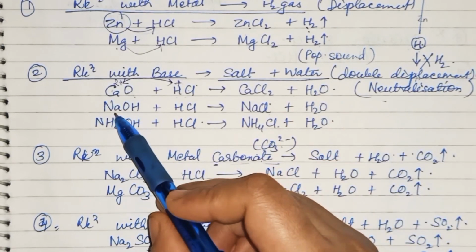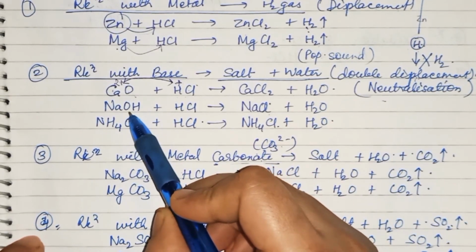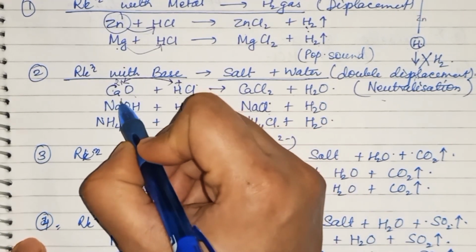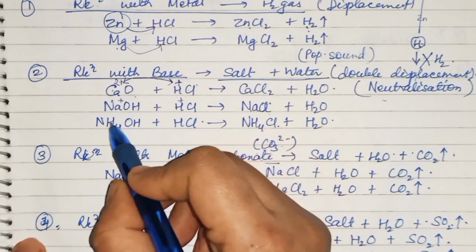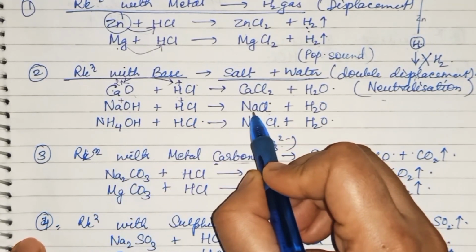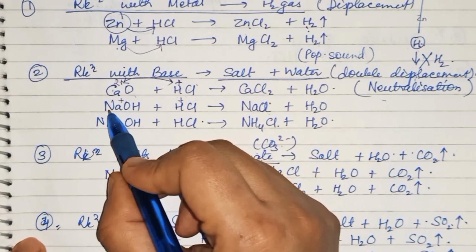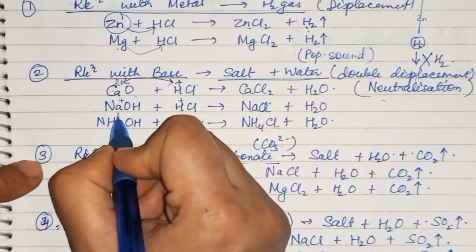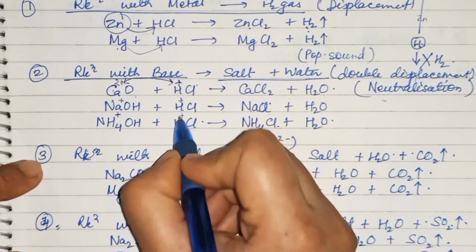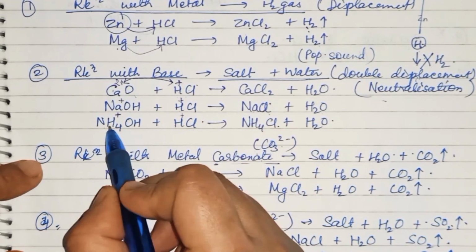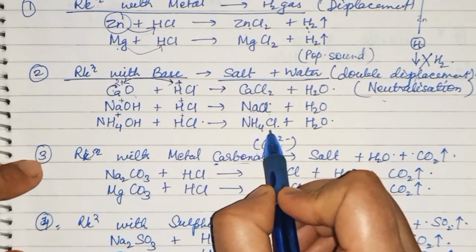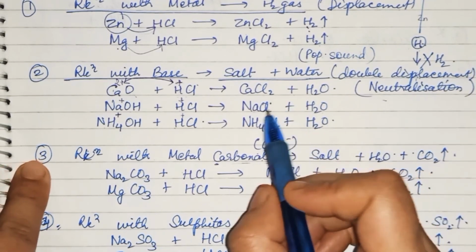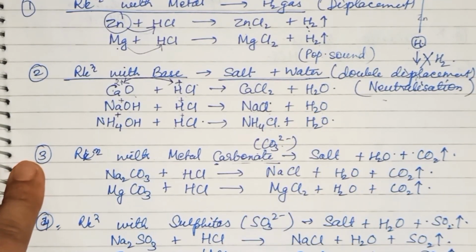Okay. NaOH and HCl: a salt will form. Interchange the position of the plus ions. Here it is Na plus and this is H plus, so Na will come here and NaCl will form, and this H will move here and form water. Again, ammonium hydroxide and HCl: ammonium is a plus ion and H is a plus ion. Interchange these two positions, then it will form NH4Cl, and this H will come here and form water. So you just have to interchange the position of the plus ions.